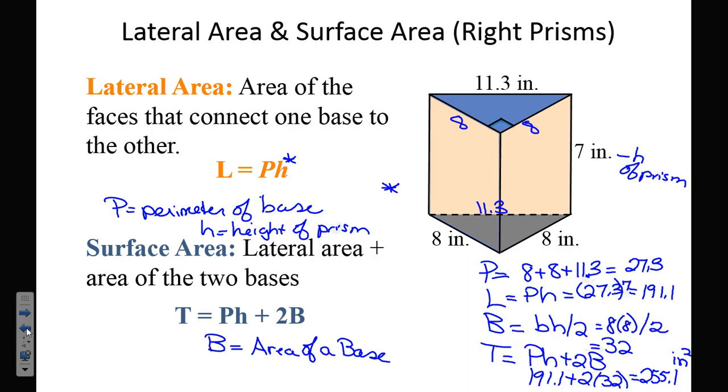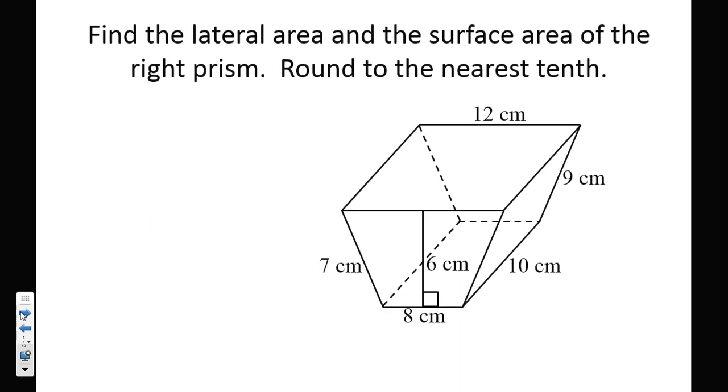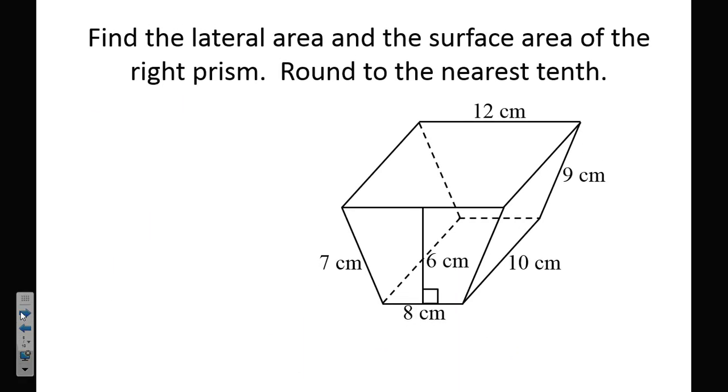So another example of finding the lateral area and the total surface area involves the next figure on your paper below it. What kind of prism is this? A trapezoidal prism. Okay, so you've identified the bases as being trapezoids.